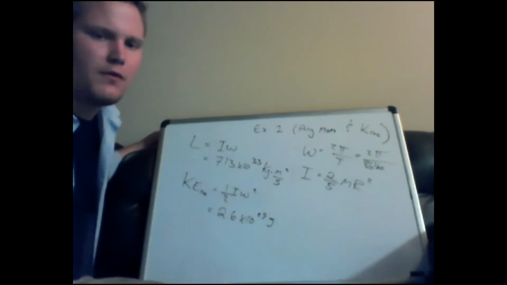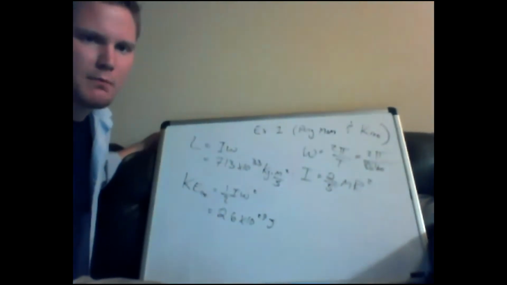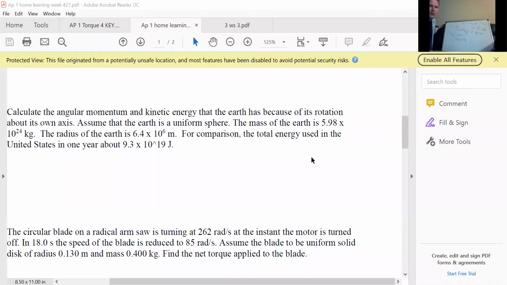In fact, if we go back, the last part of the question wants us to compare it to the total energy used in the United States in 1 year, which is 10 to the power of 19. This is 10 to the power of 29. So it's a factor of 10 billion more. The rotational kinetic energy is 10 billion times more than the total energy usage in the United States for 1 year. All right, so that's our first problem. We'll make another video with a little more complicated problem, but that's it.